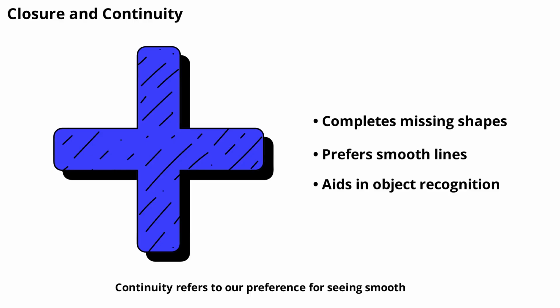Continuity refers to our preference for seeing smooth, continuous lines rather than abrupt changes. These principles allow us to perceive whole forms even when parts are missing or obscured. For example, a dashed line is still seen as a line because our brains complete the gaps.